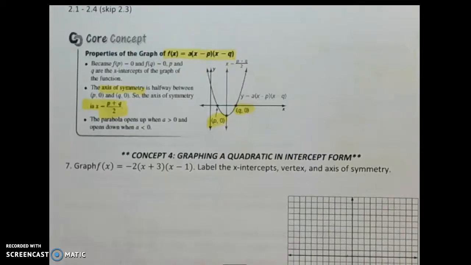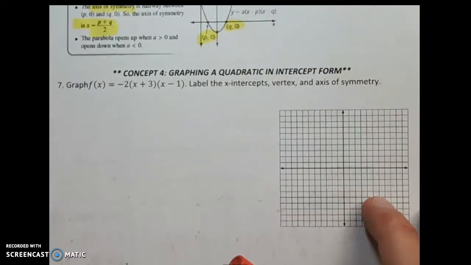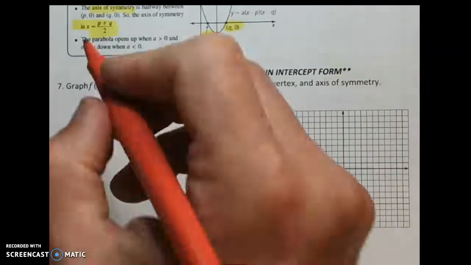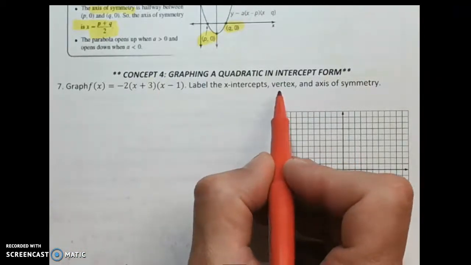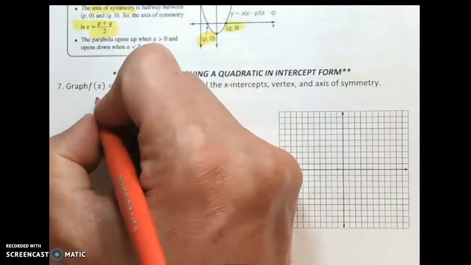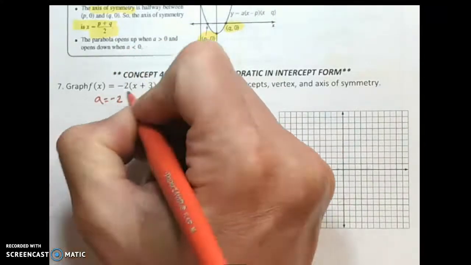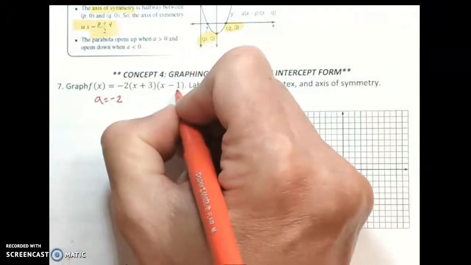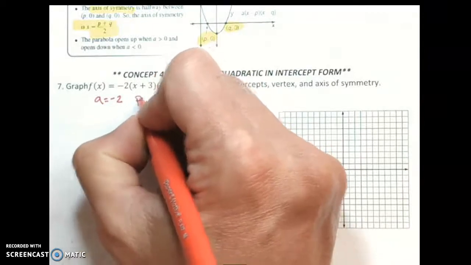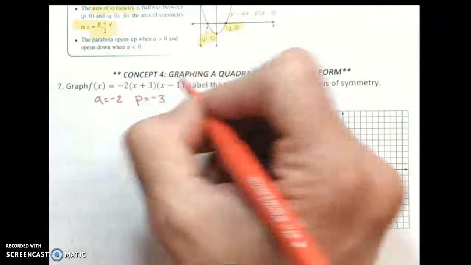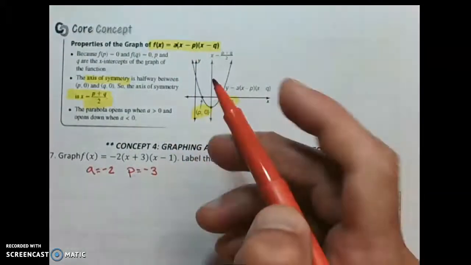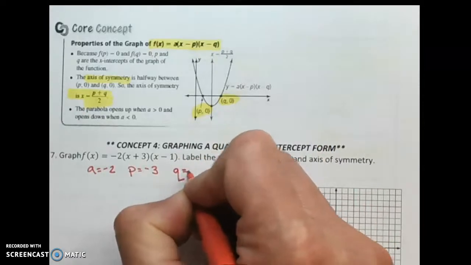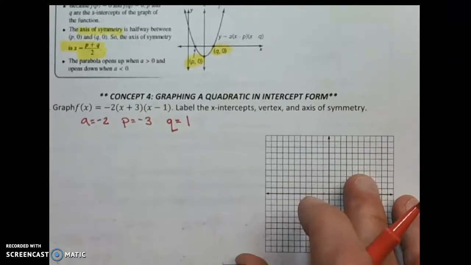Alright, so I'm going to walk you through this problem. Here we go. Intercept form right here. It says label the x-intercepts, vertex, and axis of symmetry. A is -2. This would be P and Q, so P equals -3. It's the opposite of what's in there. You see the minus signs up there. So P equals -3 and Q equals 1.